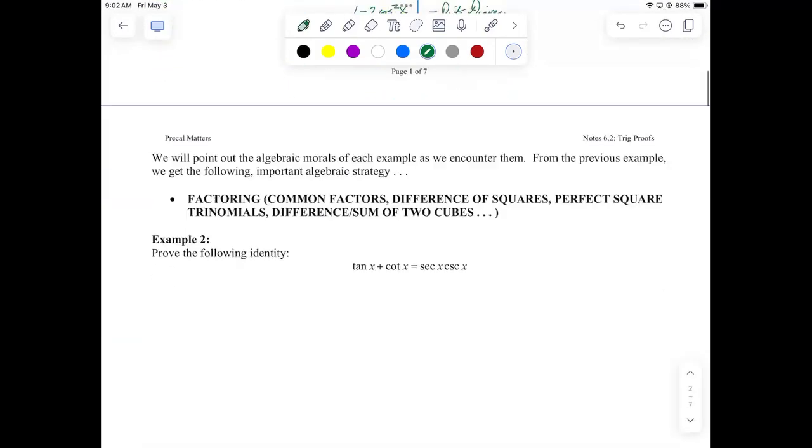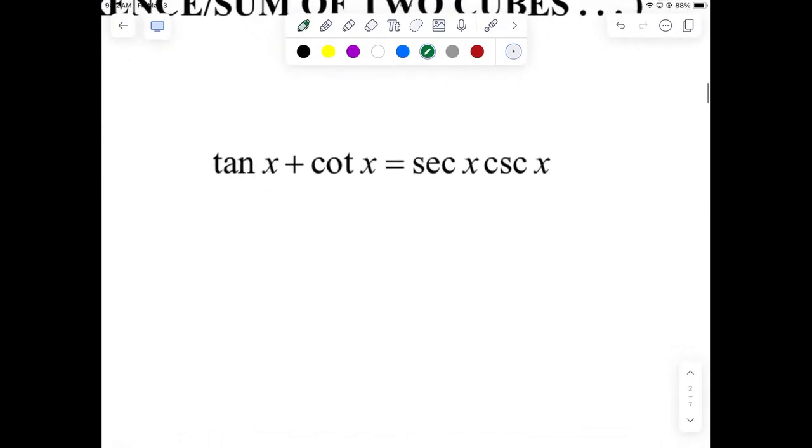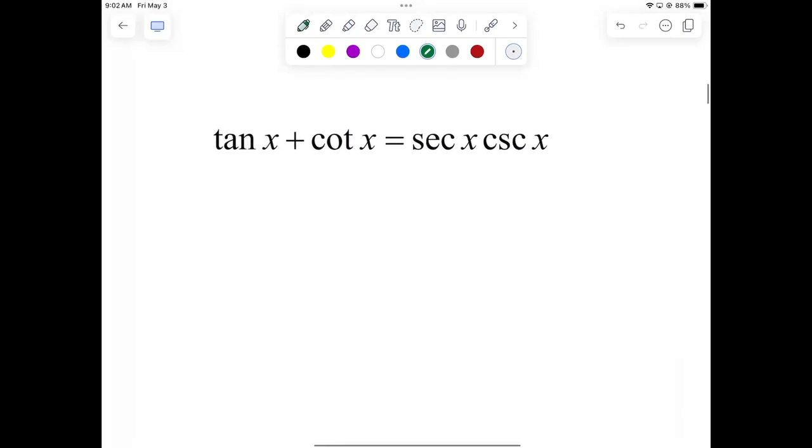Okay, let's go to the next one. Letter 2. This is an identity. It is absolutely true that tangent of x plus cotangent of x will equal secant of the same angle times cosecant of that angle for all values in the domain. It doesn't work for all real numbers, but for every value that works on the left side and works on the right side, that means it's in the domain, you're going to get the same number. There are infinitely many solutions.